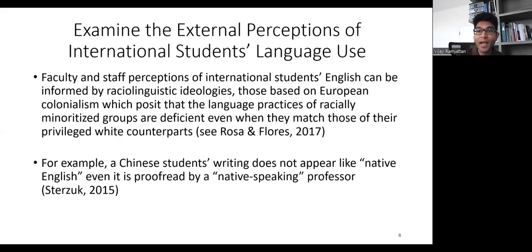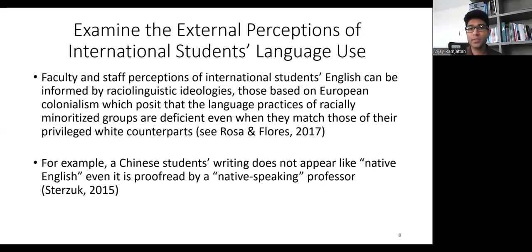But moving on, in a study examining how English is constructed as white property in a Canadian university, for example, Sturzek 2015 describes an incident where the thesis committee of a Chinese student immediately started to correct the English of the thesis, even though the student's so-called native English-speaking supervisor had already proofread the thesis. So here the committee members were perhaps subscribing to a racial linguistic ideology, stating that the student's English was unintelligible because it was produced by a Chinese person.